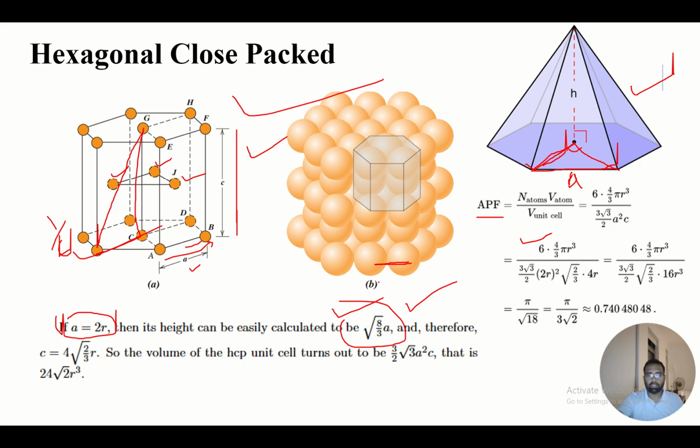And then, with the help of this well known relation between this height and this dimension, this relation can be used to calculate the atomic packing factor and volume of atom, also unit cell. So when you use this, you will get 74%. It's almost equivalent to the FCC. So in case of hexagonal close packed, we also have atomic packing factor around 74%.